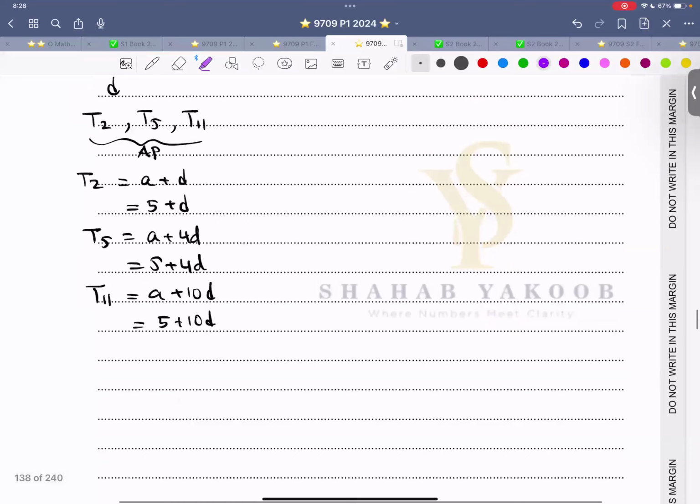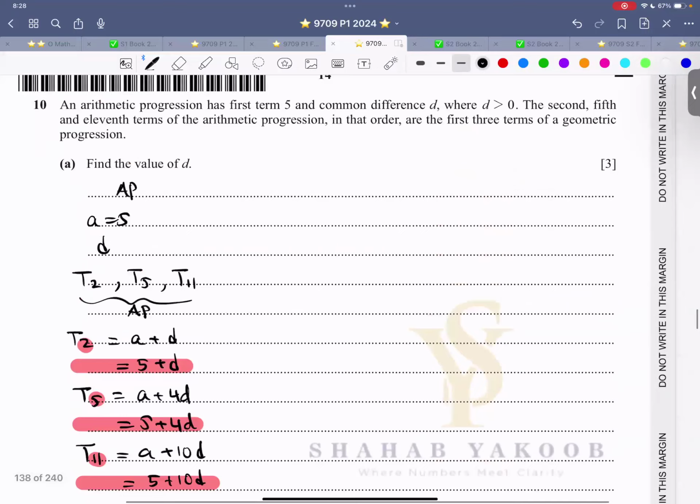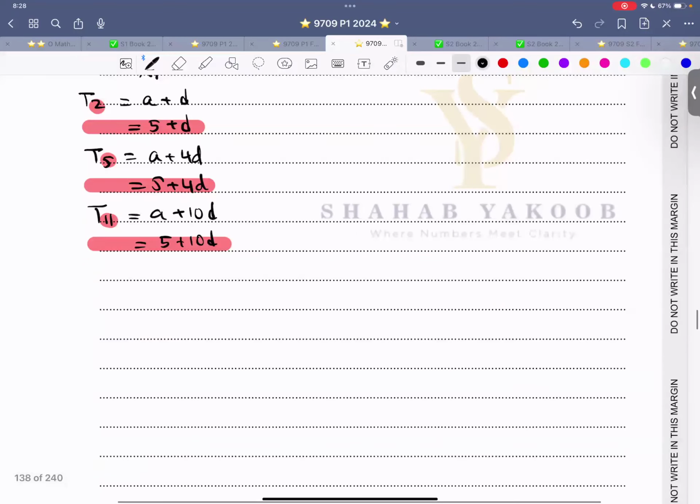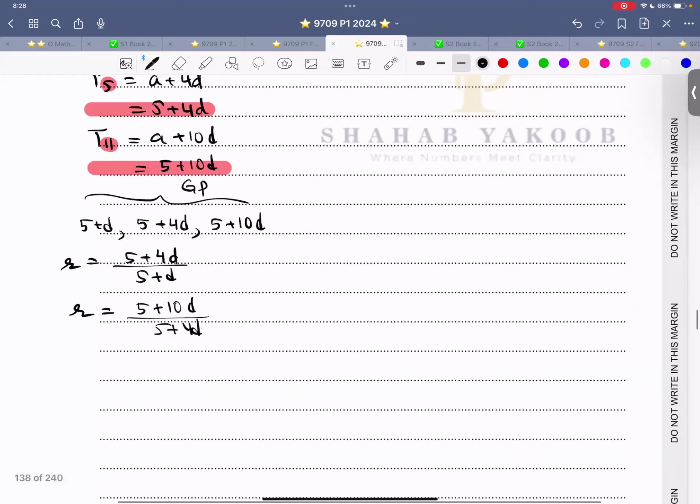So now let's focus on each one of them. So this is T2. This is T5. This is T11. Now these are the three terms of a GP. What do we need to find? d is positive. We need to find the value of d. So 5 plus d, 5 plus 4d, 5 plus 10d. Now it's a GP. Therefore, the common ratio is the same: 5 plus 4d over 5 plus d. In a GP, the common ratio is also 5 plus 10d over 5 plus 4d. And just equate these two.